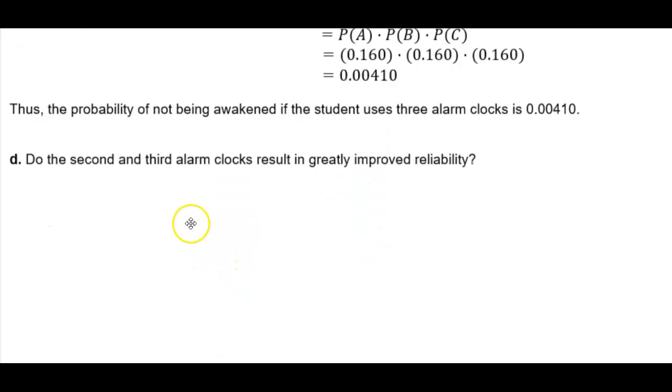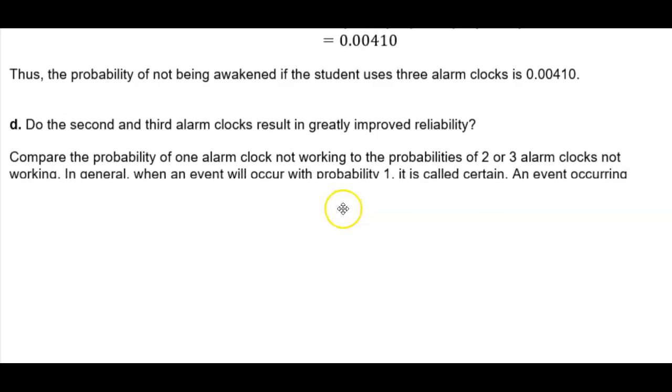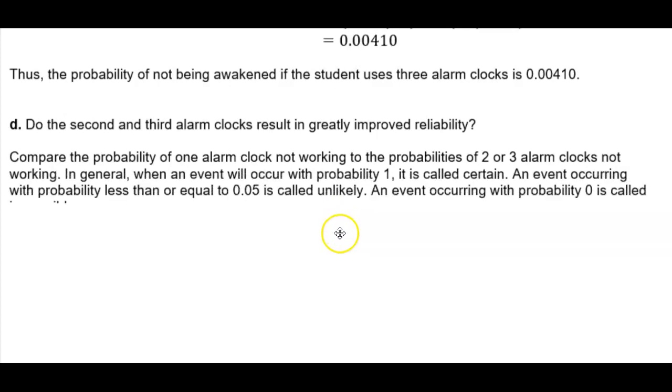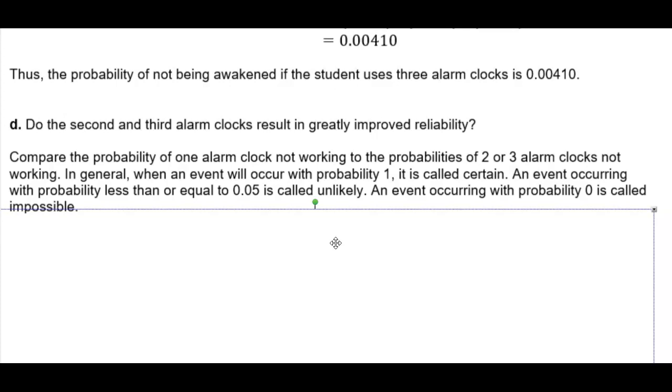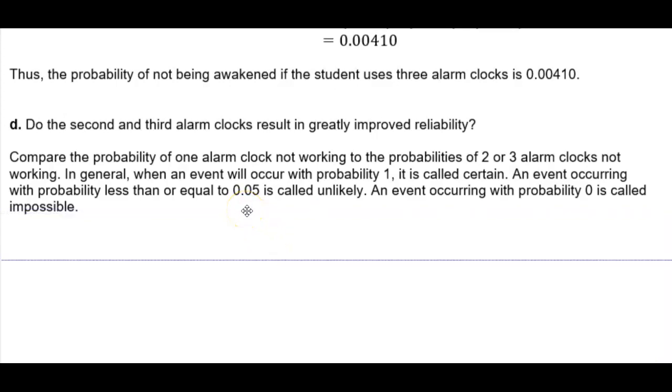For Part D, it says, do the second and third alarm clocks result in greatly improved reliability? Now, if we compare the probability of one alarm clock not working to the probabilities of 2 or 3 alarm clocks not working, in general, when an event will occur, the probability is 1. It is certain. An event occurring with probability less than or equal to 0.05 is called unlikely. And an event occurring with probability 0 is called impossible.